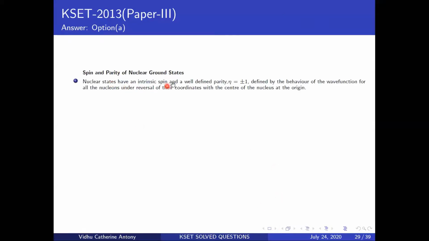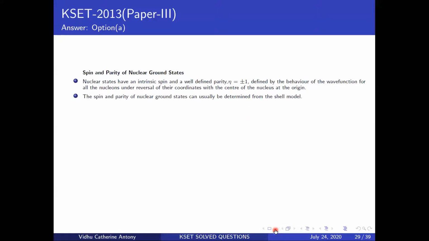Nuclear ground states have intrinsic spin as well as a well-defined parity of eta equal to plus and minus 1, defined by the behavior of wave functions for all the nucleons under the reversal of the coordinates with the center of the nucleus at the boundary. So parity is basically what? If you reverse the coordinates of the wave function, do you get the same wave function? If so, then your parity is 1. If after reversing the coordinates you get a negative of the wave function that you had initially, then your parity is minus 1.